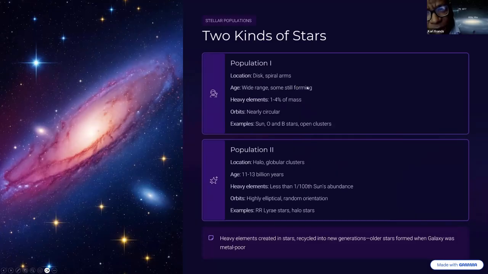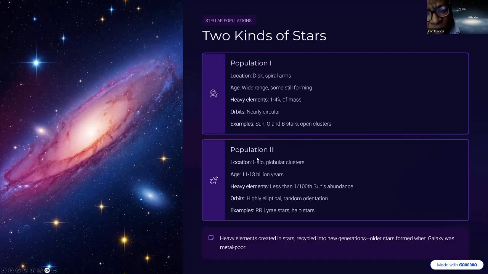So those are the younger, hotter stars, right? Wide range, some still forming, right? The heavy elements in them are about 1 to 4% of the mass. Okay, they orbit nearly circular. And examples: the Sun, O and B stars, open clusters. That's what Population I stars are.